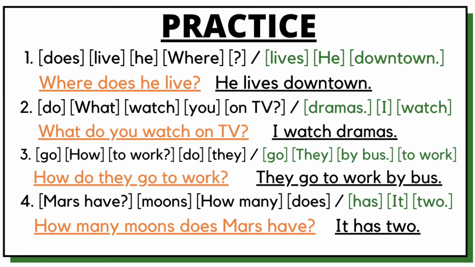Did you write, for number 1, where does he live? He lives downtown. For number 2, do you have, what do you watch on TV? I watch dramas. For number 3, did you write, how do they go to work? They go to work by bus. And number 4, did you write, how many moons does Mars have? It has 2. If you did, great job!